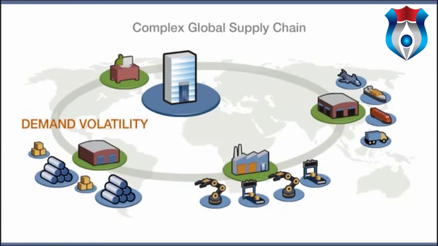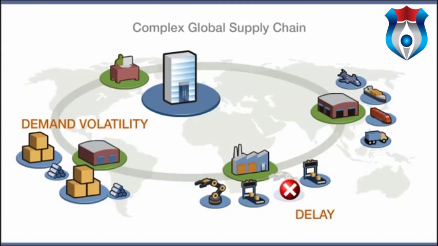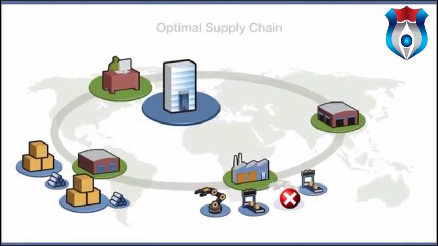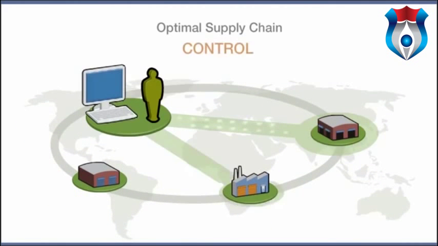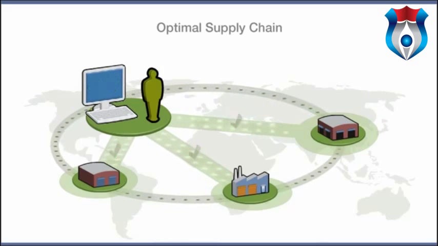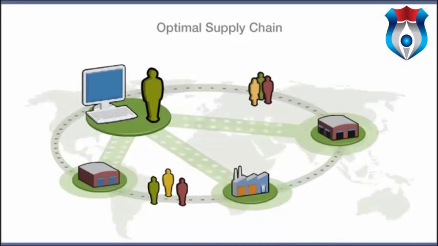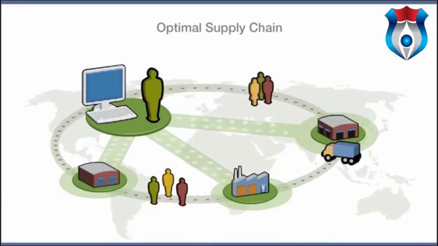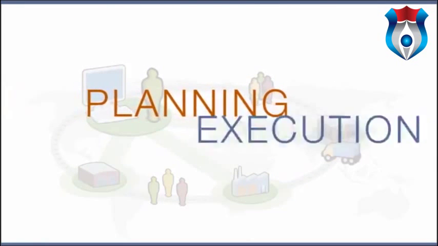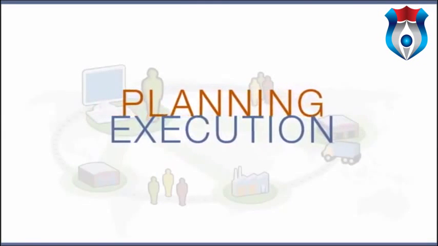Today's complex global supply chains are full of uncertainty. The optimal supply chain is one where you can anticipate, control, and react to disruptions and volatility in collaboration with customers, suppliers, and logistics partners. That's the supply chain you get with IBM Solutions for Supply Chain Planning and Execution. The integration of planning and execution makes the difference.